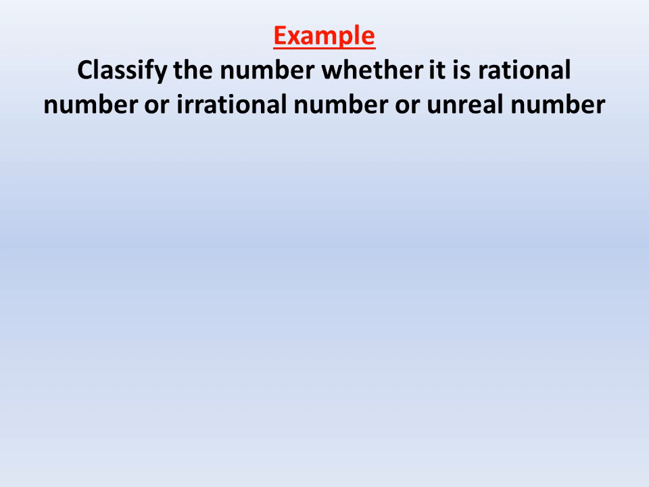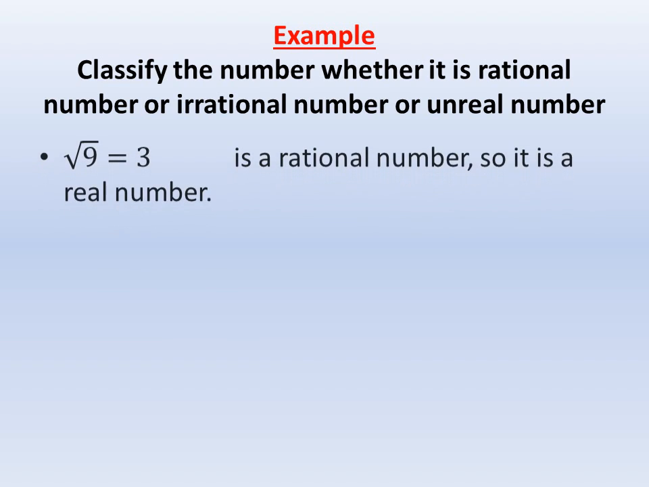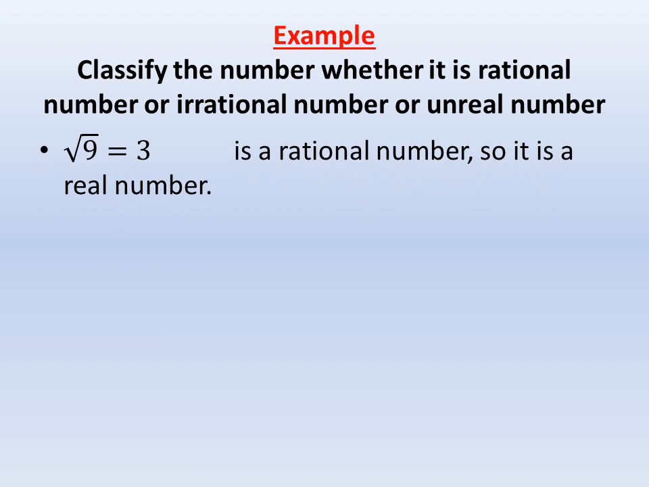Example: classify the number whether it is a rational number or irrational number or unreal number. The first example is the root of 9. We know that the root of 9 is equal to 3, and 3 is a rational number. This means 3 is a real number, and this means the root of 9 is a rational number and a real number.